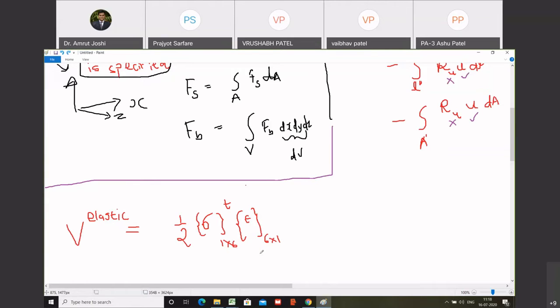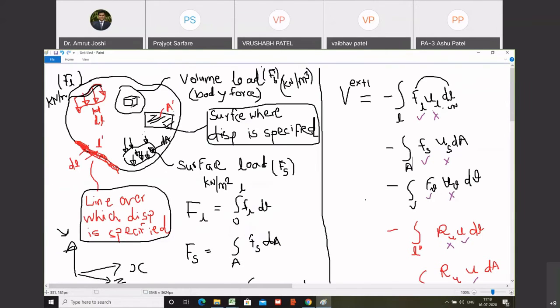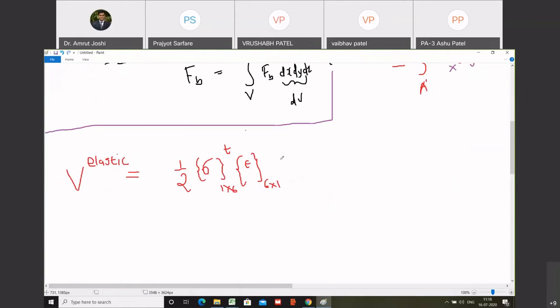So therefore, stress tensor transpose multiplied by strain tensor is the strain energy stored per unit volume. So what is the strain energy stored in a small cube of size dx, dy, and dz? This is dx, this is dy, and this is dz. So I have to multiply it by its volume, dx dy dz. Do you agree? Yes, sir. Can I replace this by dV? Yes, very much. So I can replace this by dV.